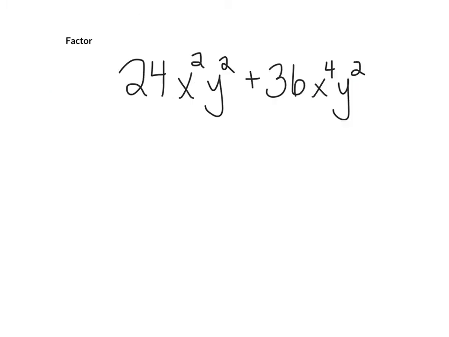Alright, this one's going to say factor. So you've got to recognize that it is a binomial. When it's a binomial, there's a few questions that you want to ask yourself. Are my coefficients perfect squares? And 24 is not a perfect square, so therefore this is not a difference of perfect squares. Also, this is a plus sign in there, so that means we're just going to do plain old factoring of a GCF. So the first question we ask ourselves is, what is the GCF between 24 and 36?